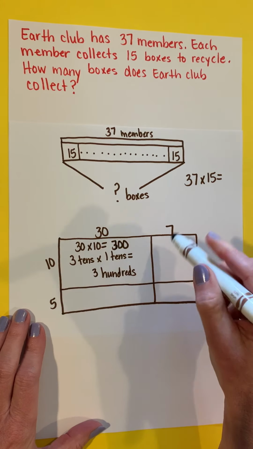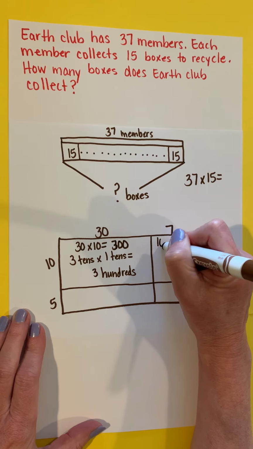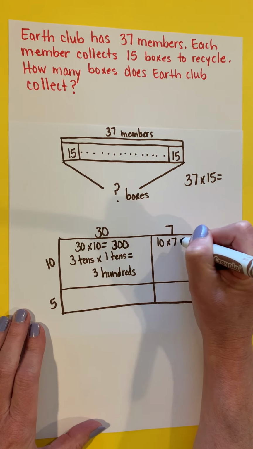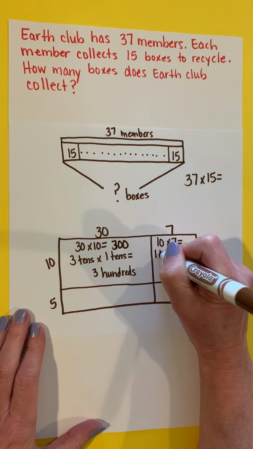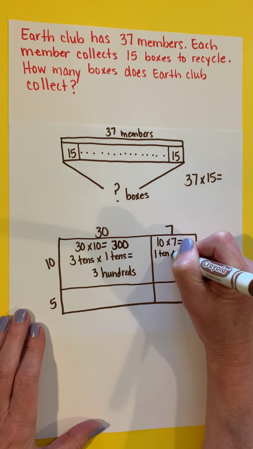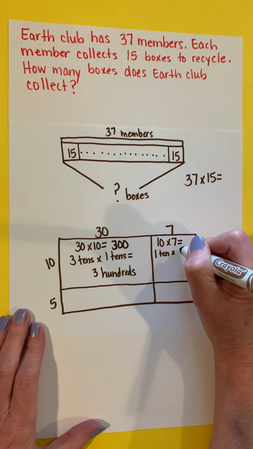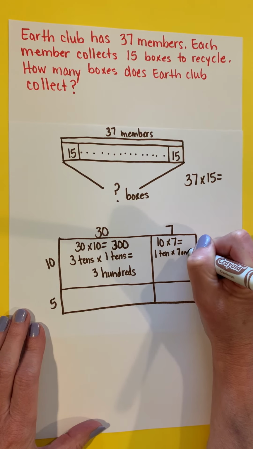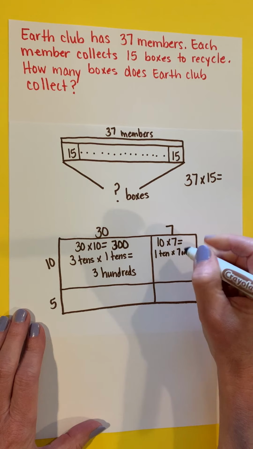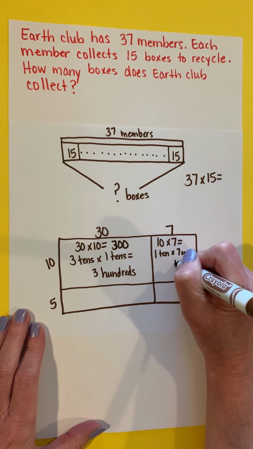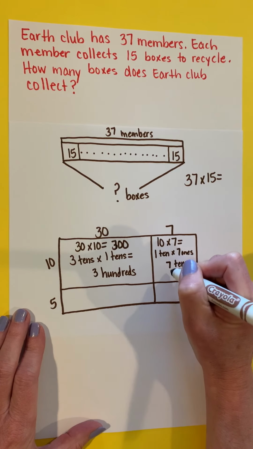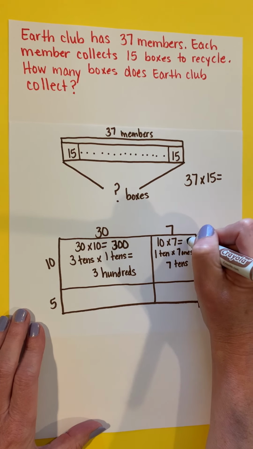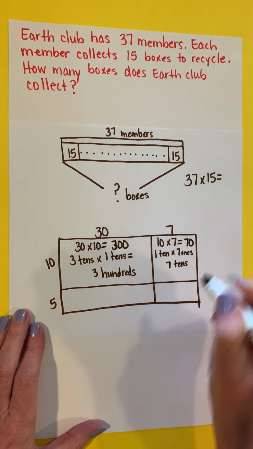I'm going to do the same thing over here. I've got 10 multiplied 7 times. And many of you probably already know the answer. I'm going to write this out just because I want to see the values. And so tens times ones gives me tens. 1 multiplied 7 times gives me 7. So 7 tens has a value of 70.